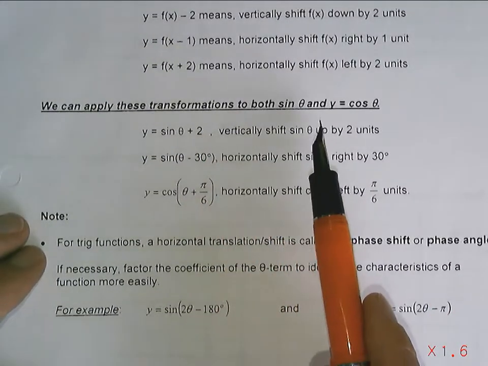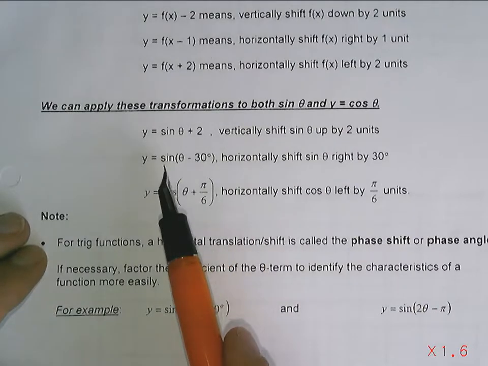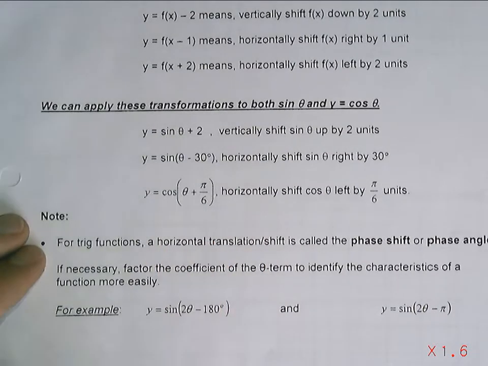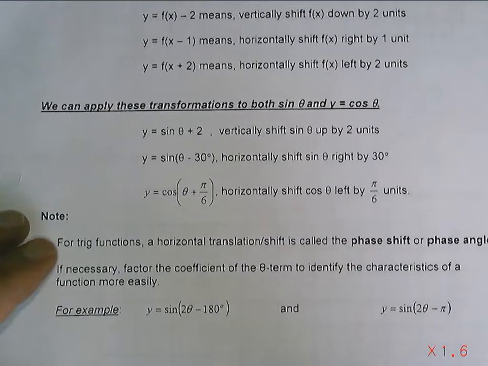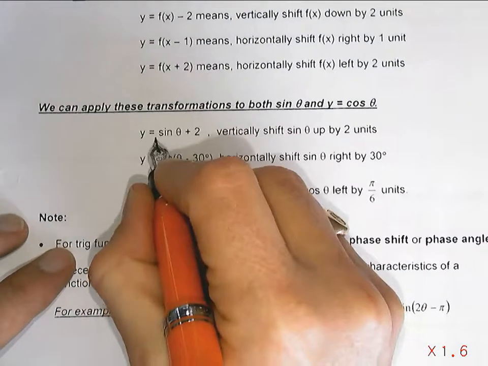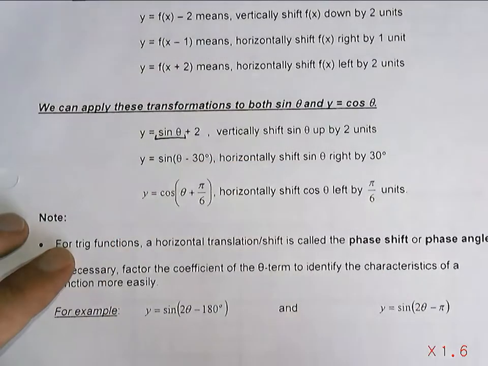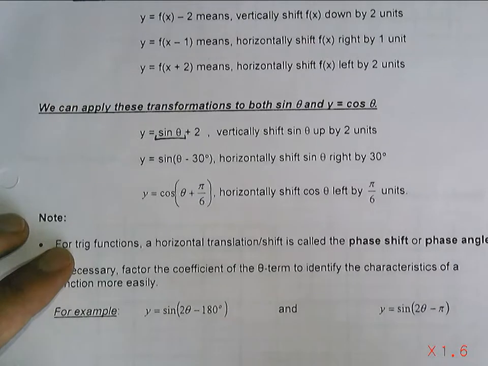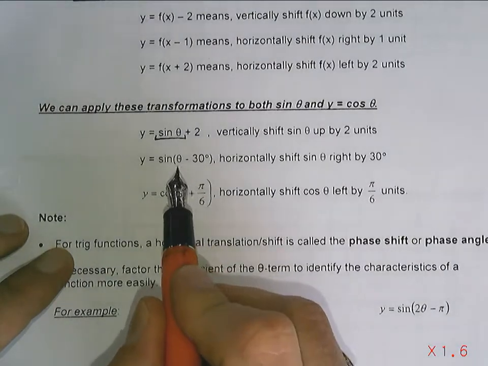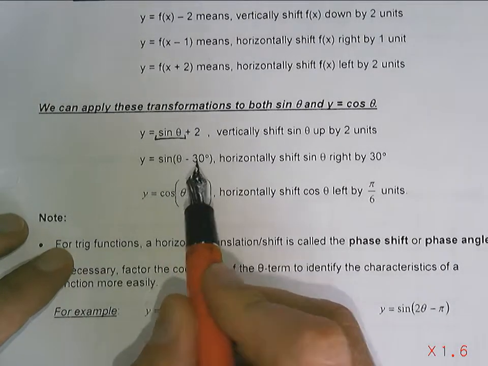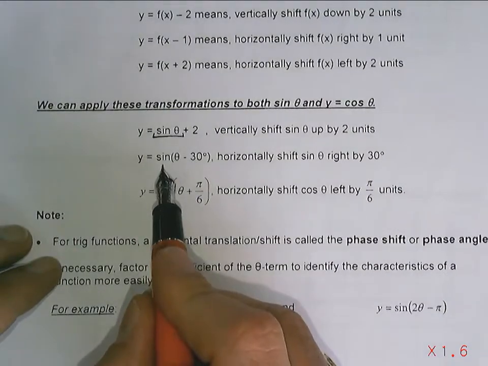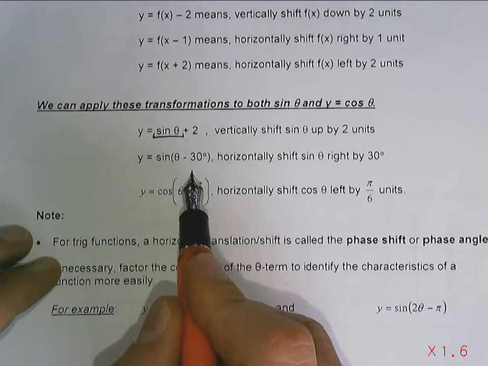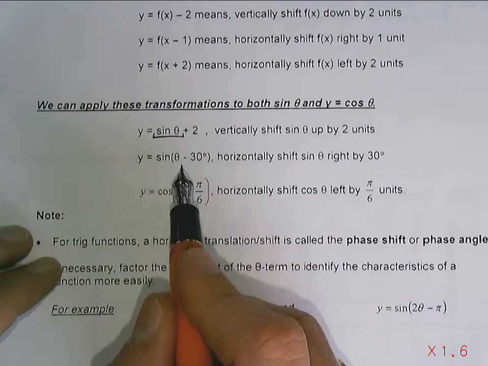Well, now we're going to apply it to sine and cosine. So this one is sine theta plus 2. Now the first thing you got to be able to say is what's inside the function and what's outside. And this is implying that it's sine theta plus 2. So that's outside the function. It's outside sine theta. Look at this one though. The theta and the -30 is inside the sine, isn't it? It's what we call the argument of the sine. So that's going to be a horizontal shift to the right 30 degrees.